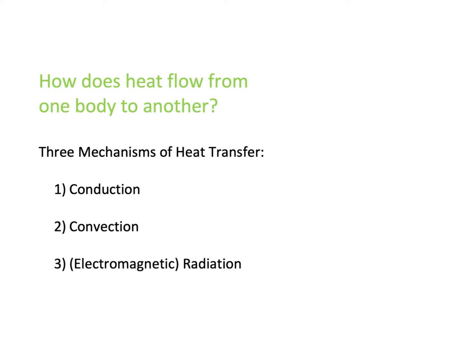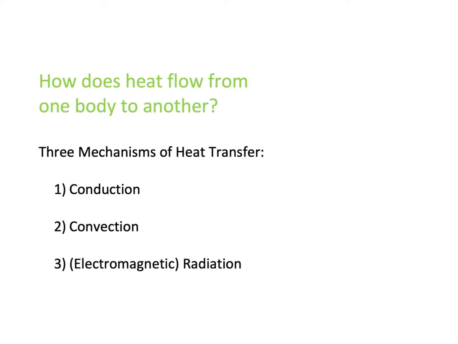Now, you can make it flow from a colder body to a higher temperature body by doing work on the system, but otherwise, heat is always going to flow from high temperature to low temperature. Spontaneous flow of heat will always be from high to low temperature. But how does it happen? That's the question that we want to ask and answer now.